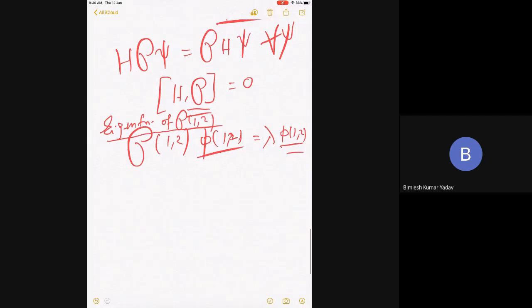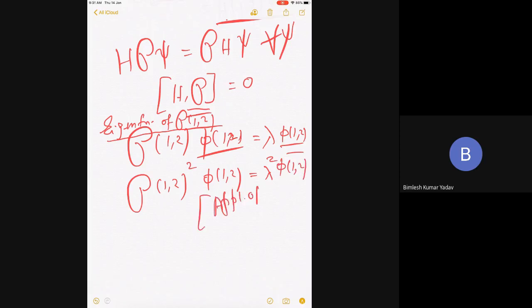Okay, so to do that, again, I use the same thing that I did for the parity operator. I apply the permutation operator twice on the eigenvalue equation. So first time it becomes λφ(1, 2). Then the operator will act again on φ(1, 2). Again, P12 φ(1, 2) will become λφ(1, 2). So I will actually get λ² φ(1, 2). So this is by application of the eigenvalue equation twice.